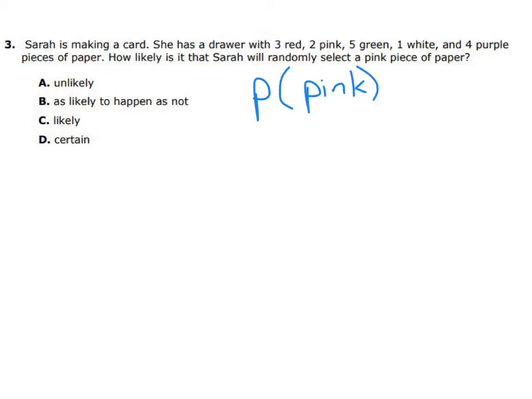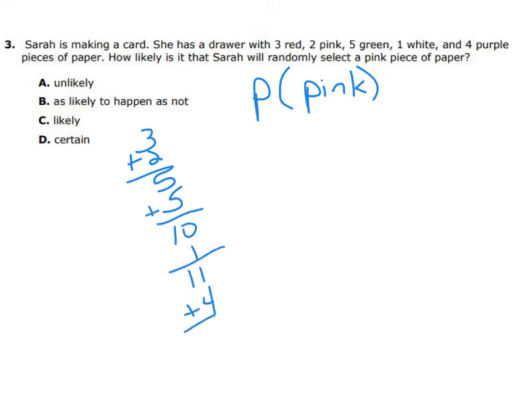Okay, so when you look at it, we have to add up the totals. So we have 3 plus 2 is 5, plus 5 is 10, plus 1 is 11, plus 4 is going to be 15. So we have 2 pink out of 15.